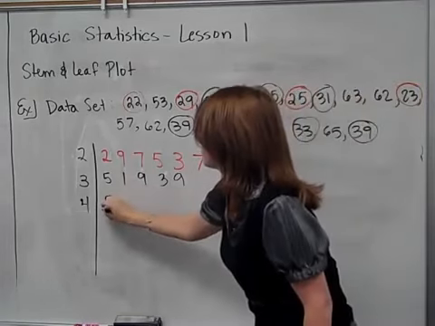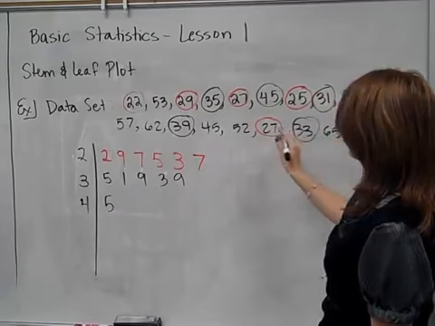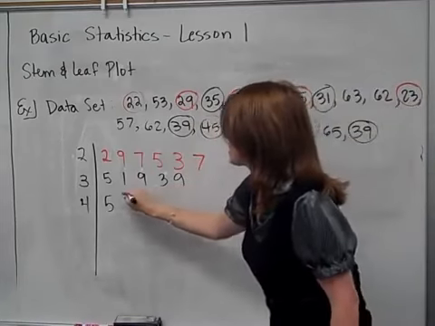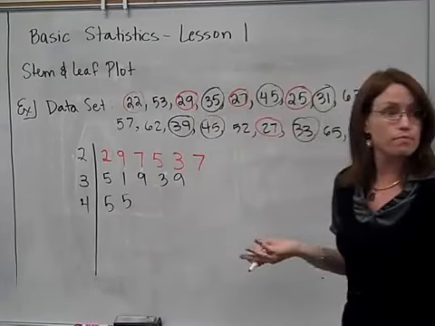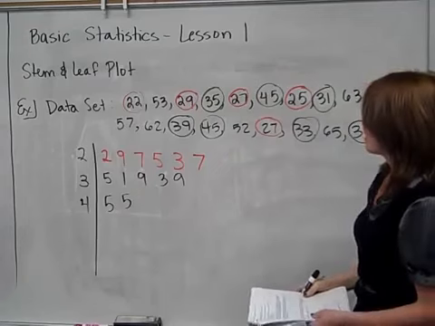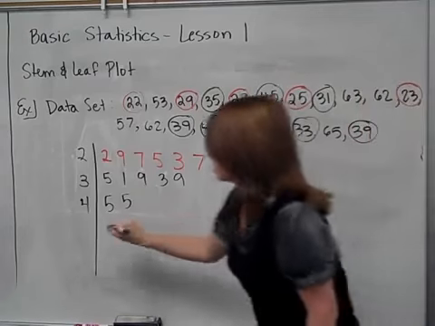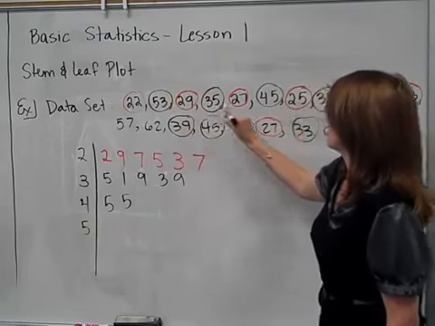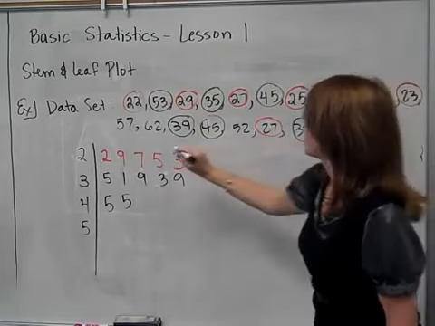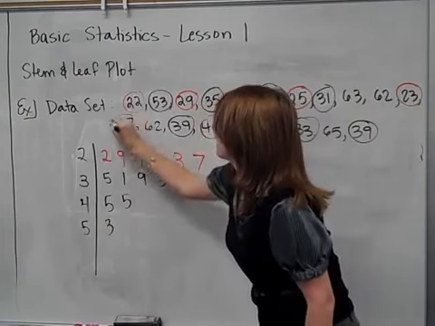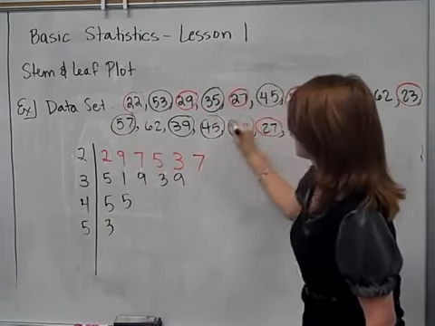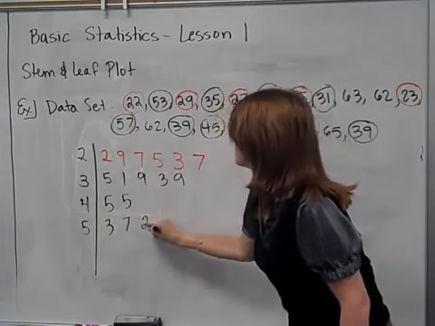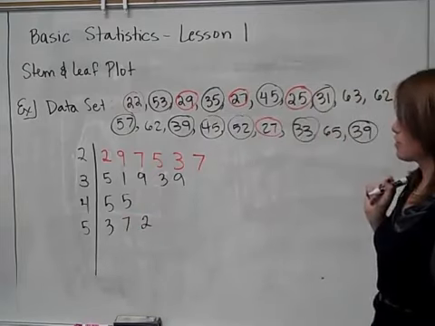45. And another 45. And that's all I've got. So that's okay. All right, well then I need to do the 50s. 53. Put that down. 52. And a 52 and a 57. And that's it for the 50s.